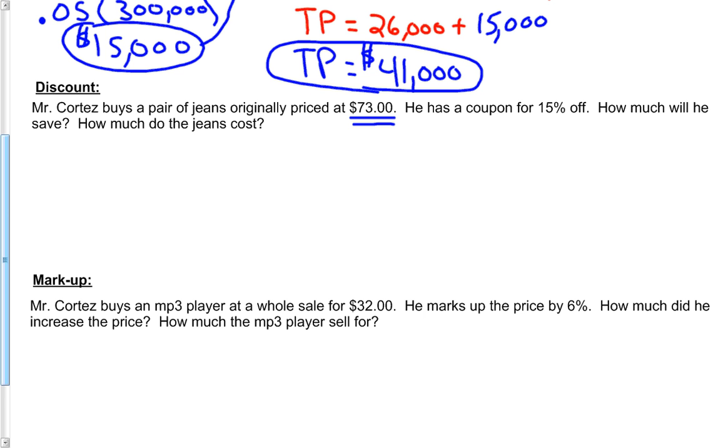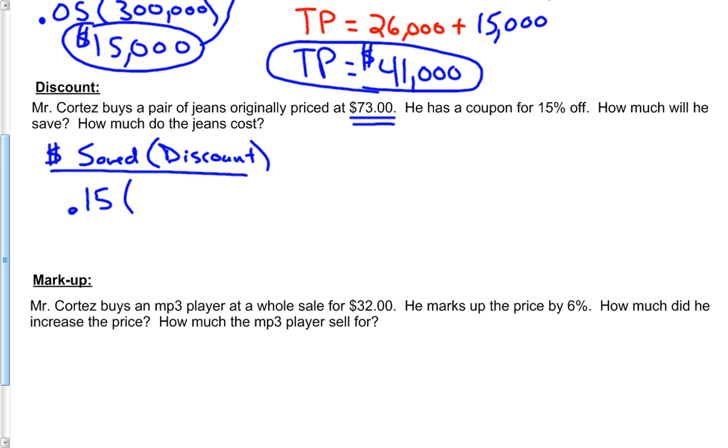Well, how much does he save? That's the first part of this. Put dollars saved. That's the same thing as discount, so we want to figure that out. Discount is given to us as a rate, so we're going to do the same thing. We're going to take that rate, 15%, divide it by 100 to get 0.15. We're going to multiply that by the original cost of the item. In this case, the original cost of the jeans, $73.